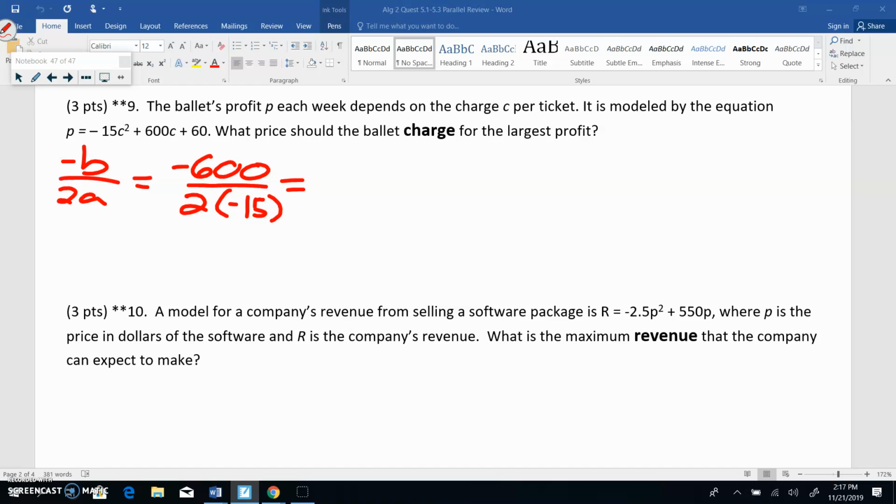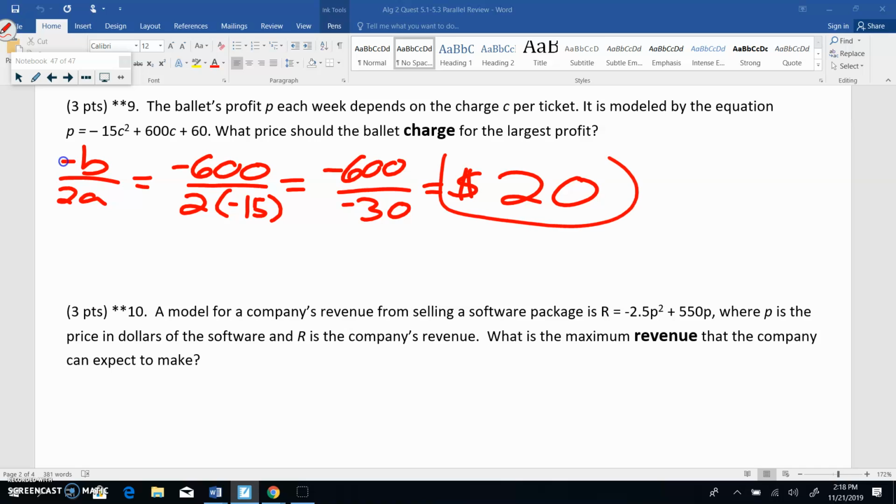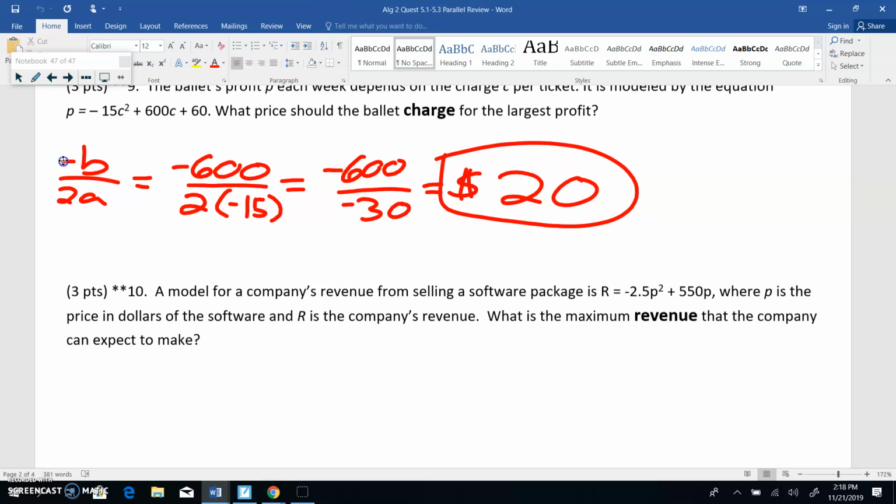Deandra Dillon. So just reducing this really quick, -600 over -30, okay, which would give me 20. All right, this gives me my charge for the largest profit. Okay, this doesn't ask me what is the profit, it's just asking me what do I charge. So I'm actually done with this question. That is my answer right there. Okay, your next word problem.